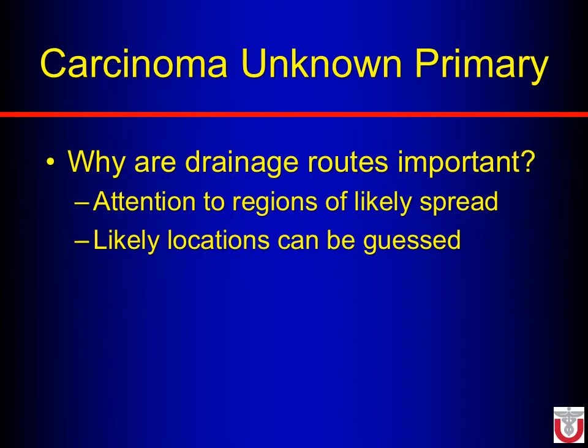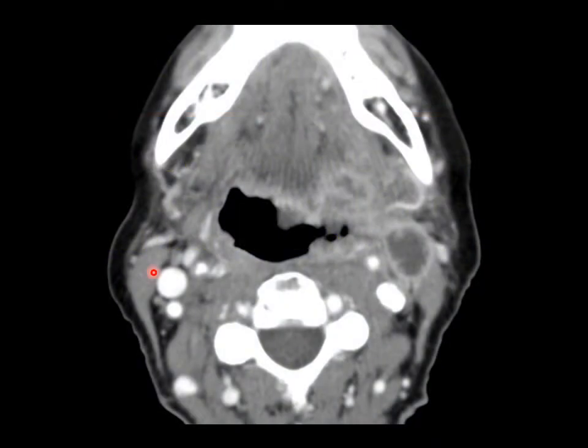If we see a definite pathologic node, we can think about what primary sites drain to that area and look at those areas closely. So here's an example of a patient with a definitely pathologic level 2 lymph node. We know that the base of tongue and the palatine tonsil drain to that area, so we look at those regions and we see the palatine tonsil primary in this case.